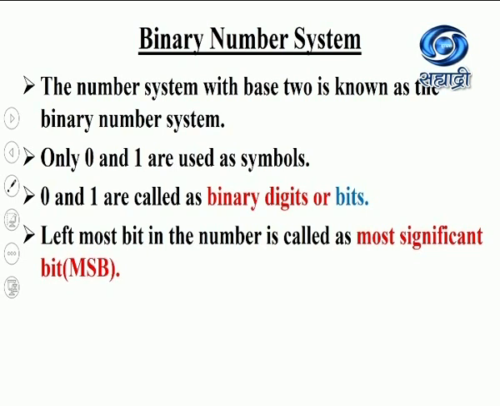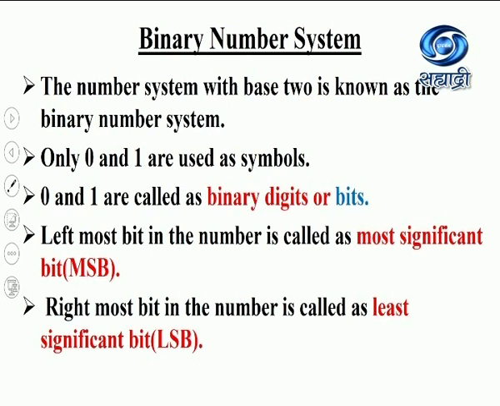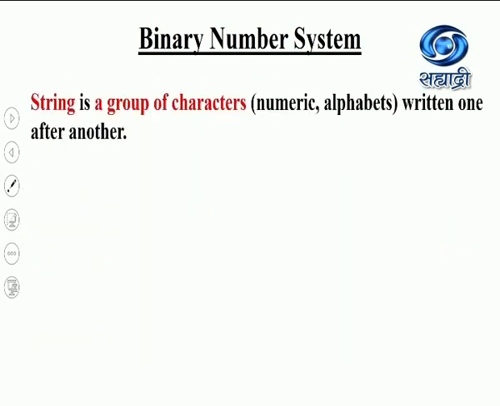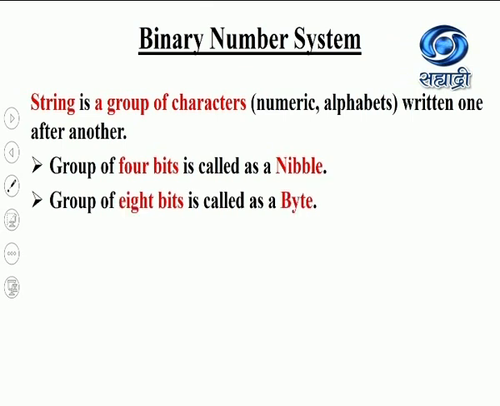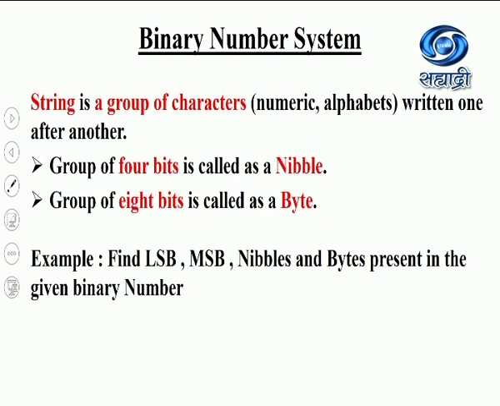Leftmost bit in the number is called the most significant bit, that is MSB. Rightmost bit in the number is called the least significant bit, that is LSB. String is a group of characters, numeric or alphabets, written one after another. Group of 4 bits is called a nibble. Group of 8 bits is called a byte. Example, find LSB, MSB, nibble and bytes present in given binary number.